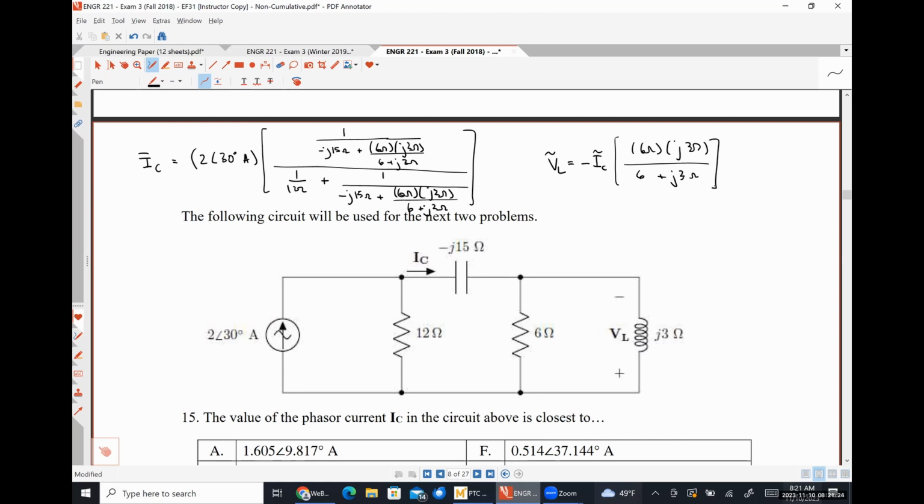That being said, another way to potentially do this would be to perform a source transformation on this thing. And then you could do voltage division to find VL first, and then just Kirchhoff's voltage law and Ohm's law to find IC. That's another way that you could do it, but I think current division and then Ohm's law is slightly more efficient because you don't have to do that step of source transformation. What next?